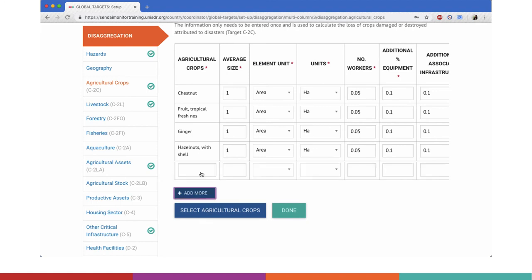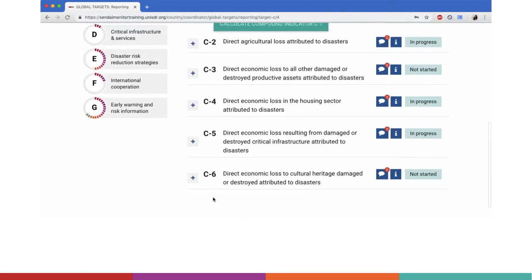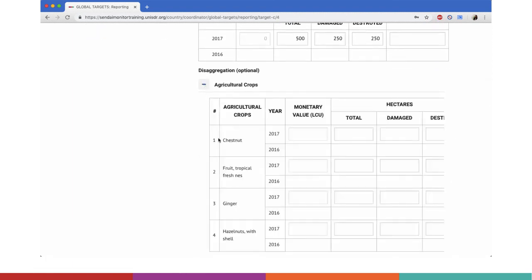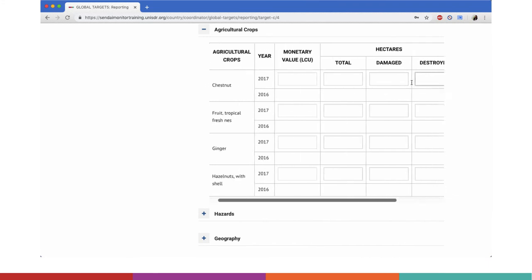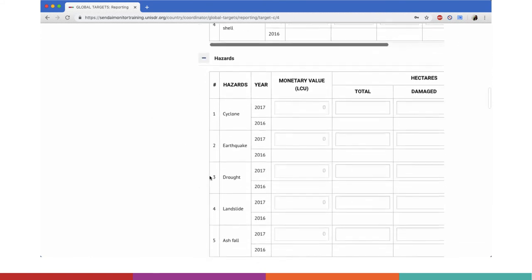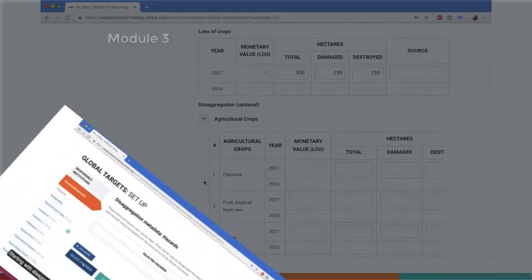You can choose to manually enter a crop type if the crop you are looking for is not available in the predefined list. However, please make note that all of this information is necessary for the system to calculate loss for that crop. Whichever crop types are selected in the disaggregation will show up in the disaggregation list for C2C, and you can input total damaged and destroyed hectares of the crop type here. You can continue to disaggregate loss of crops by hazard type and geography. For more information on initial setup of the monitor, please refer to Module 3.